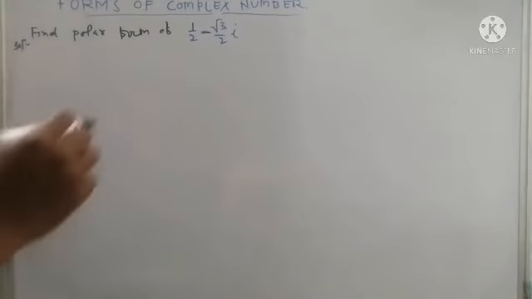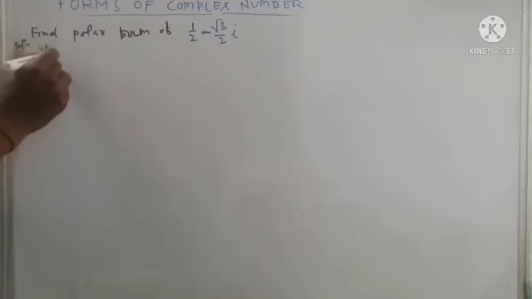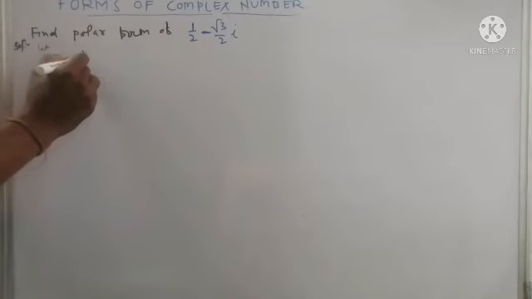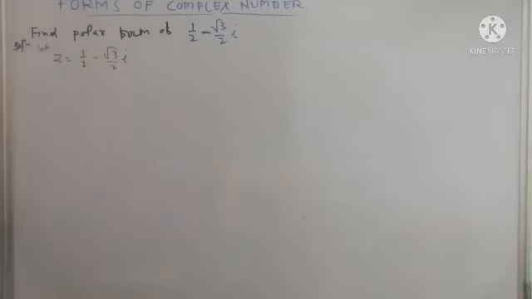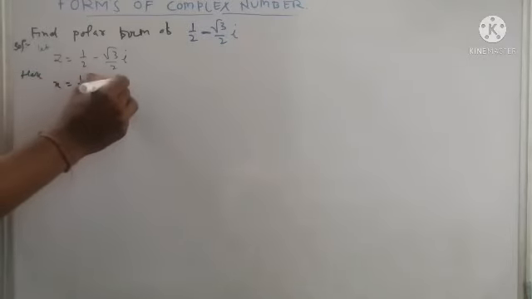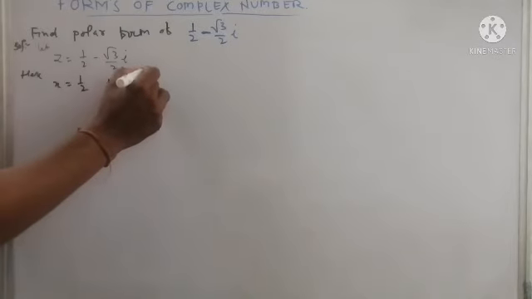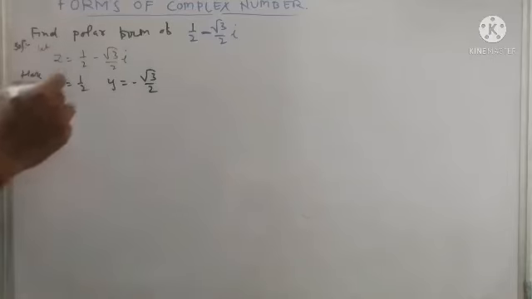Find the polar form of 1 by 2 minus root 3 by 2 i. In the solution, let z be equal to 1 by 2 minus root 3 by 2 i. We can compare this with the general form of a complex number to separate the real part, here x is equal to 1 by 2, and the imaginary part is minus root 3 by 2. As you can observe, the sign of the imaginary part is minus.